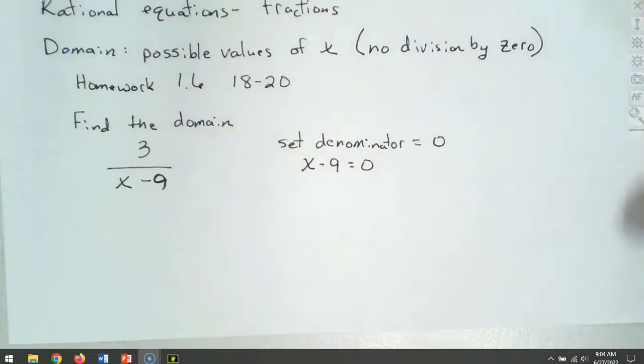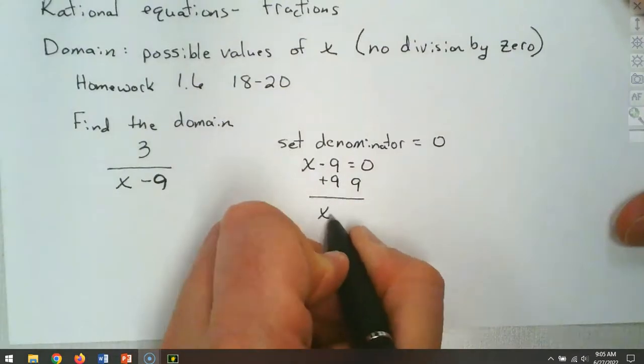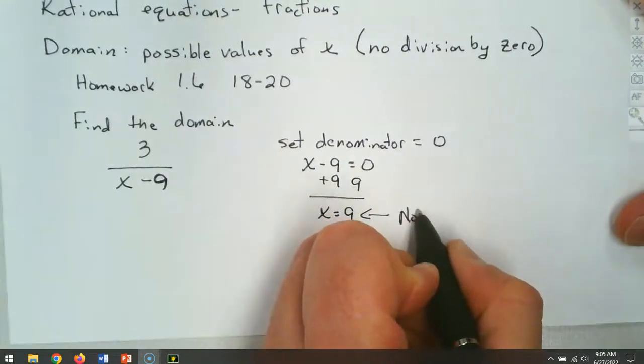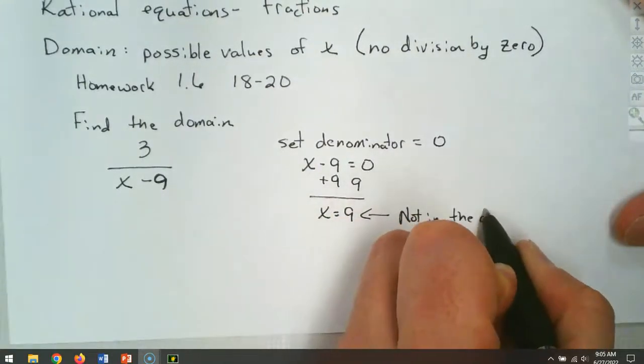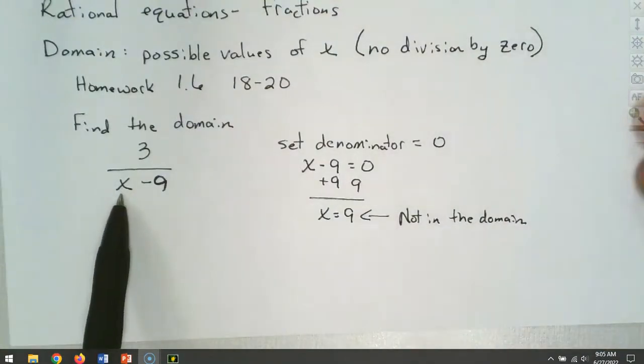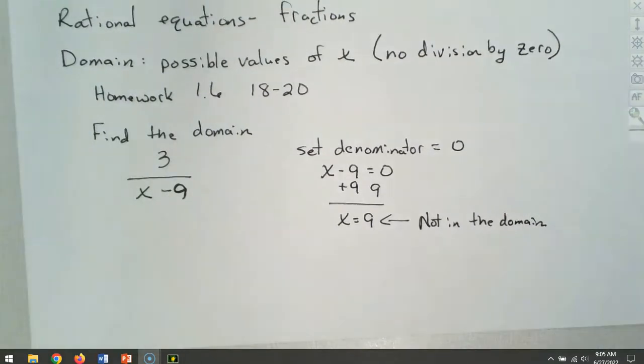And so that gives me then x minus 9 equals 0. And we're going to add that 9 over. And x equals 9, that is the number that is not in the domain. And why would 9 not be in the domain? Well, if I put 9 back into my original expression here, 9 minus 9 gives you 0 in the denominator, right? And any number, remember from intermediate algebra and elementary algebra, any number that is divided by 0 is undefined. Okay, so that is not in the domain.